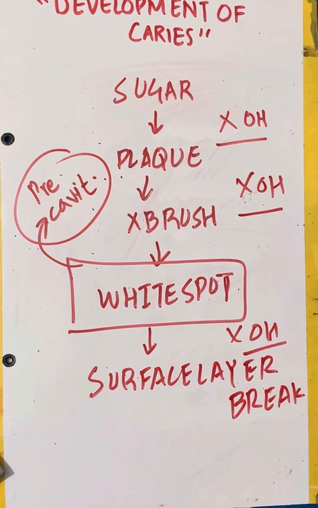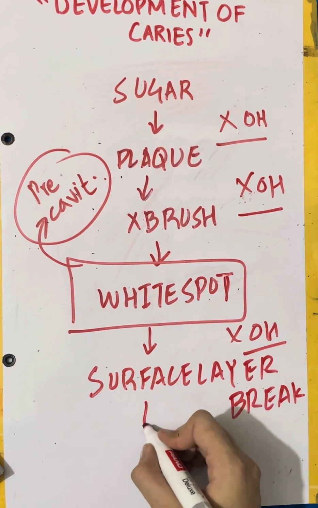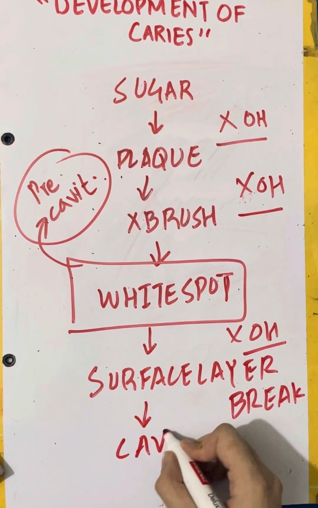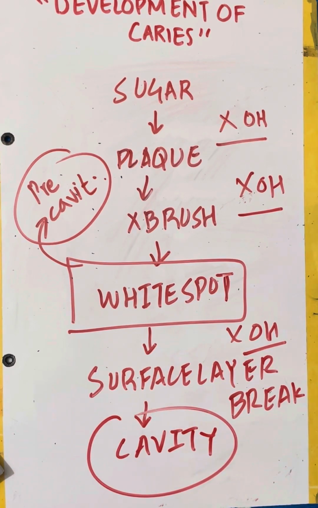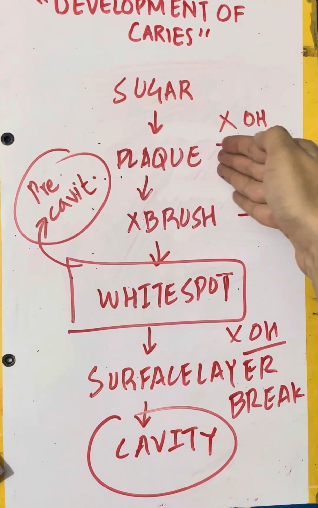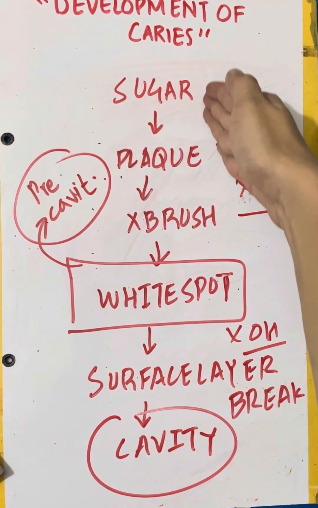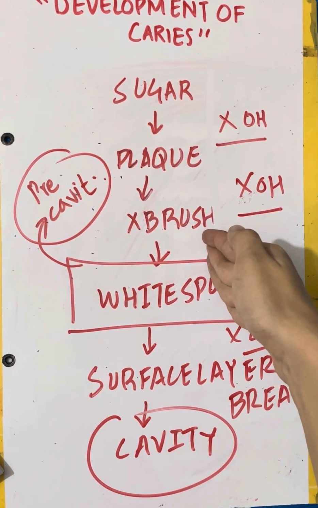Now what occurs if the surface layer breaks? It will result in the formation of a cavity. What does cavity mean? That the protein matrix of enamel and dentine is removed by proteolytic enzymes. You have eaten a sugar diet, you do not maintain your oral hygiene, it will result in the white spot.